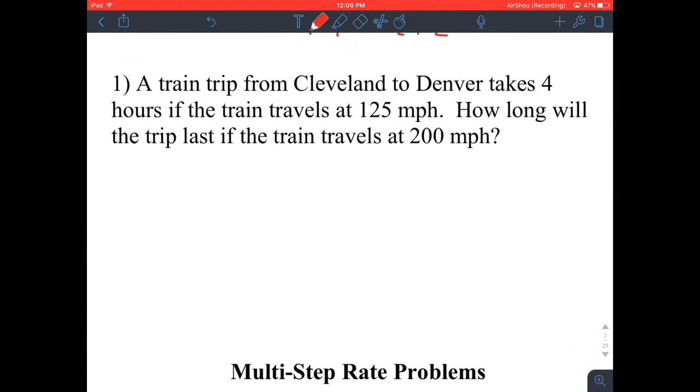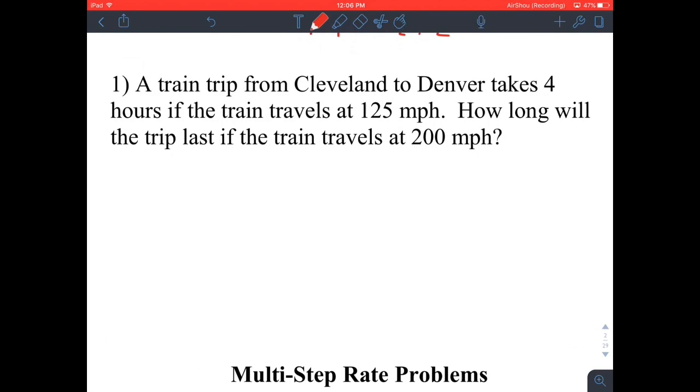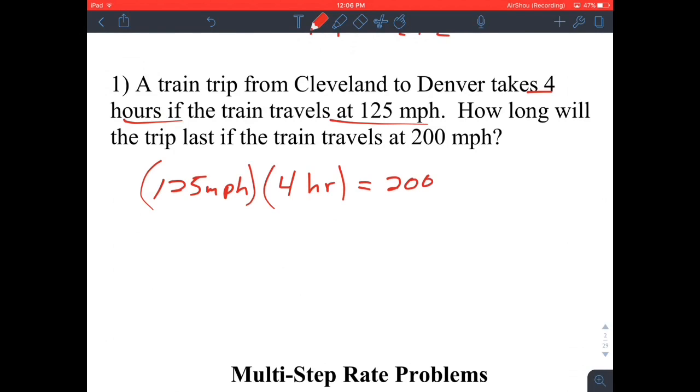A train trip from Cleveland to Denver takes 4 hours if the train travels 125 miles per hour. So the relationship here is that 4 hours at 125 miles per hour. So we are supposed to multiply things in a like relationship. So 125 miles per hour times 4 hours equals, how long will the trip last if the train travels 20 miles per hour? So we set it equal to 20 miles per hour times some unknown time.